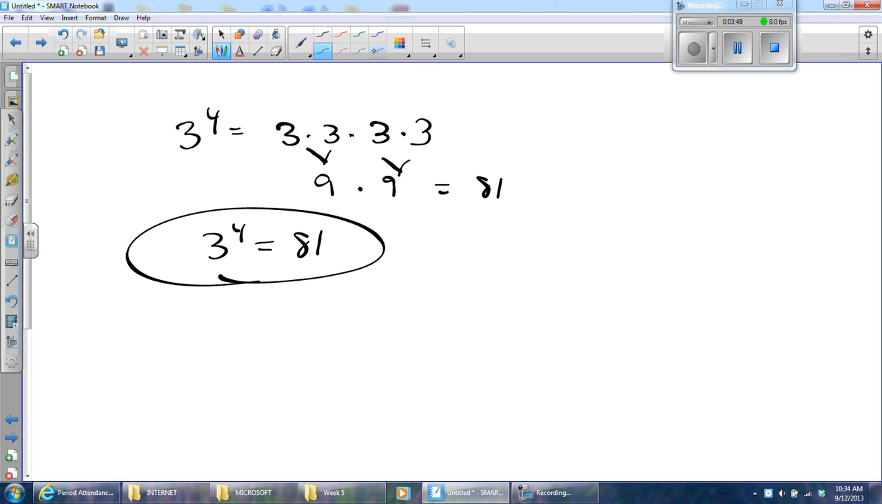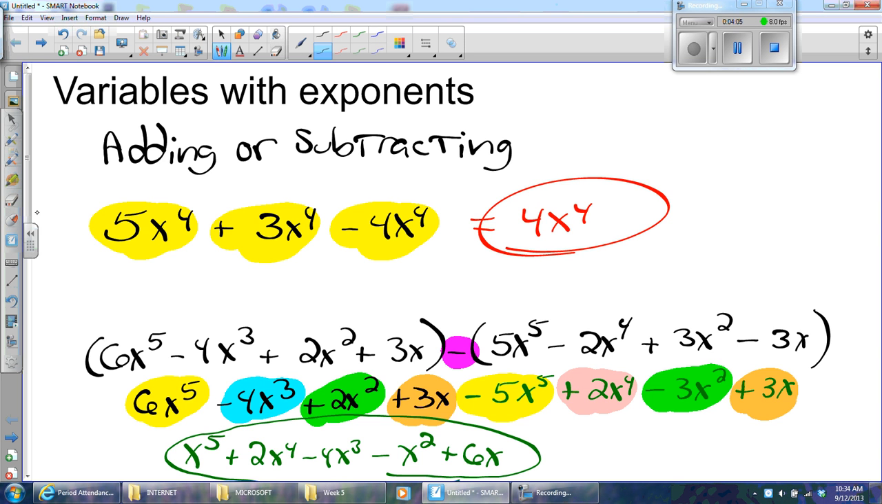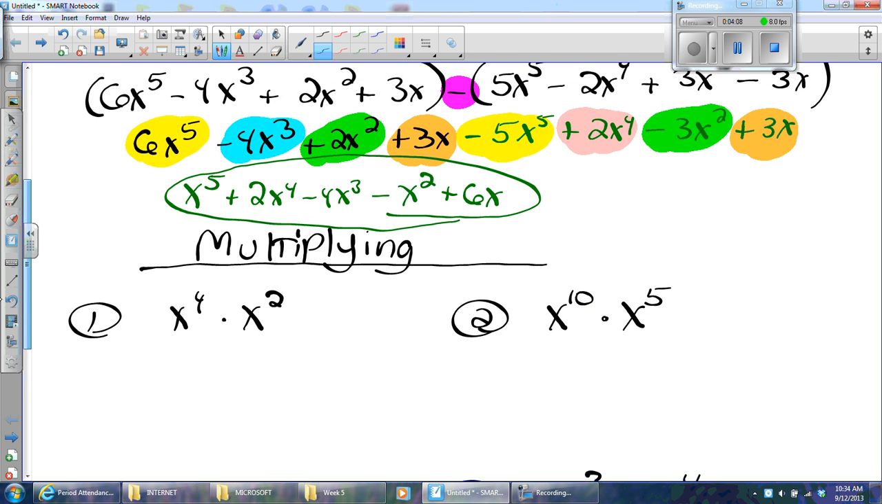Keep that in mind. The exponent tells us how many of there are of the base. This is our base, and this, of course, is our exponent. Okay, so let's see if we can figure this out. I'm multiplying x to the fourth times x to the second. Well, doesn't x to the fourth mean x times x times x times x? And doesn't x to the second mean x times x?